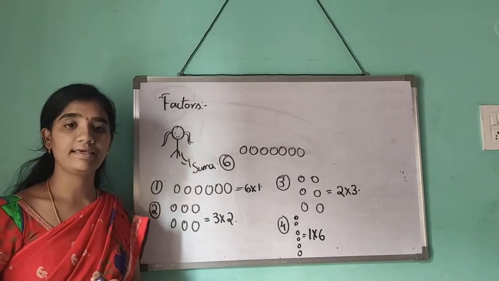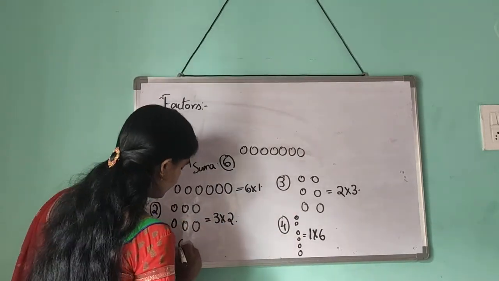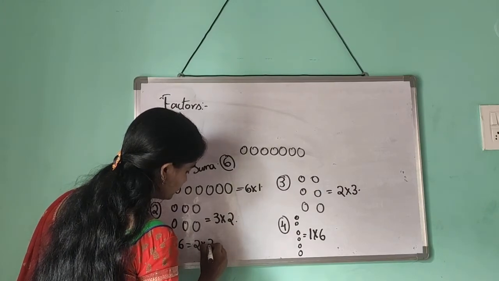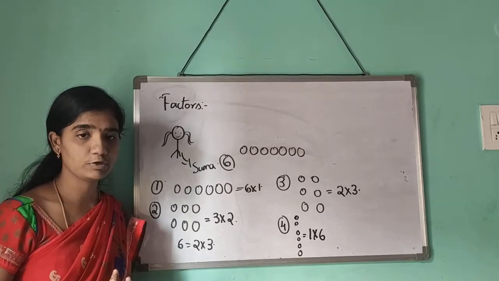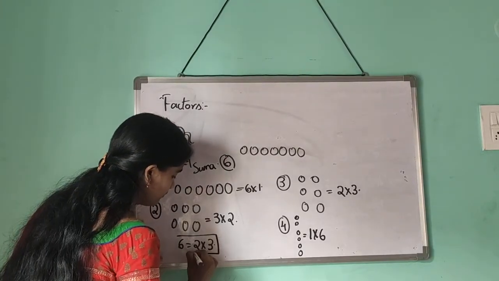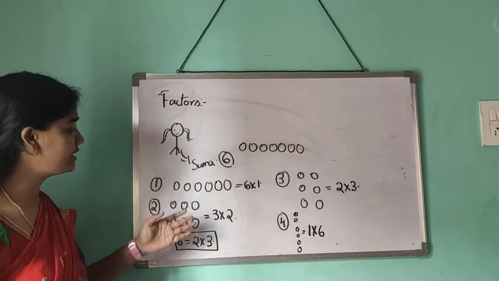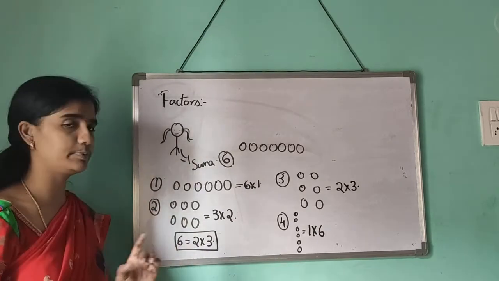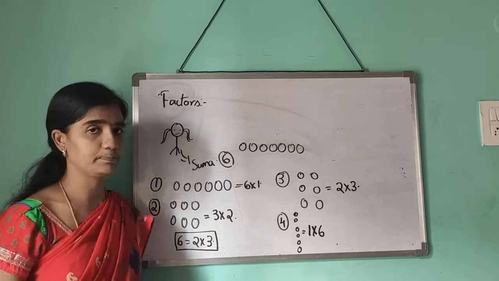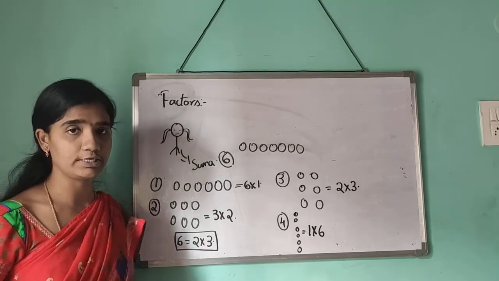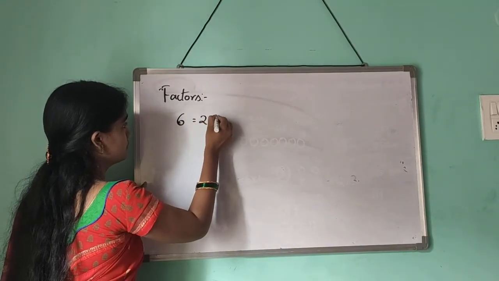Now we can say that for the number 6, 6 equals 2 into 3. 2 and 3 are the factors of 6. Because here, 6 is expressed as the product of 2 into 3. So these 2 and 3 are the factors of 6.